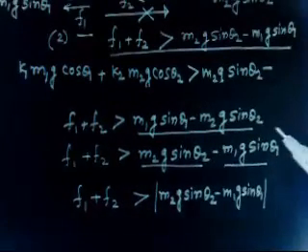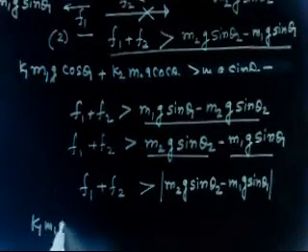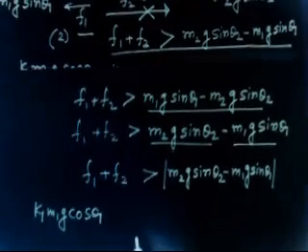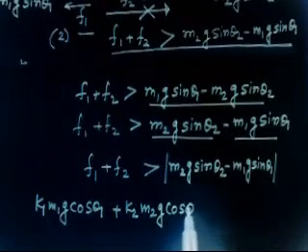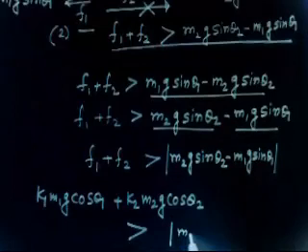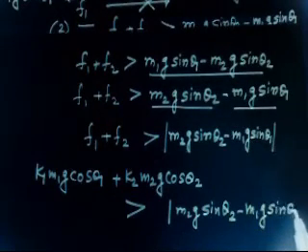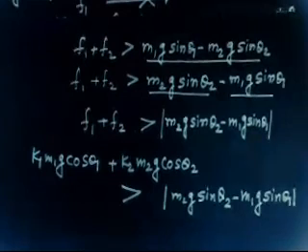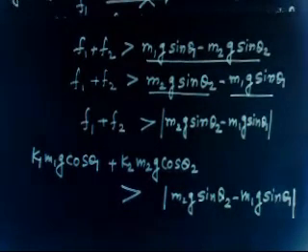So positive means I have to take the mod, and F1 plus F2 is k1 m1 g cos theta 1 plus k2 m2 g cos theta 2. Now this should be greater than the mod of either M1 g sin theta 1 minus M2 g sin theta 2, or M2 g sin theta 2 minus M1 g sin theta 1. So in this case the system will remain at rest. Neither does it move to the left side nor to the right side. So this is the condition for the system to be at rest.